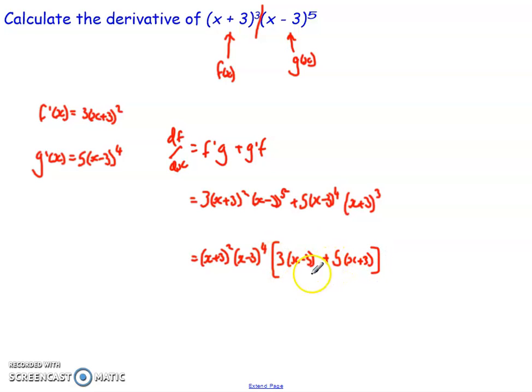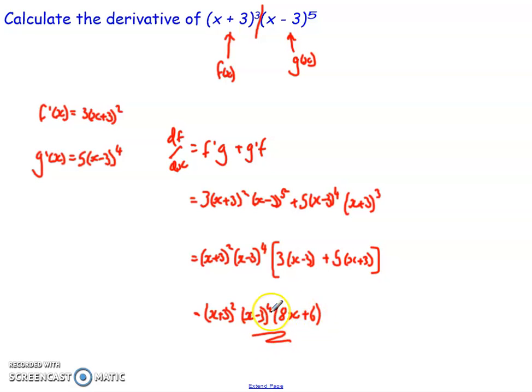Then we simplify what's in the bracket, and we've got our final answer. So what I've got is (x+3)^2, (x-3)^4, and if we multiply bits out in this bracket, we get 3x minus 9 plus 5x plus 15, so I've got 3x plus 5x, that gives me 8x, I've then got minus 9 plus 15, plus 6. So there you go, I've got my final answer there.